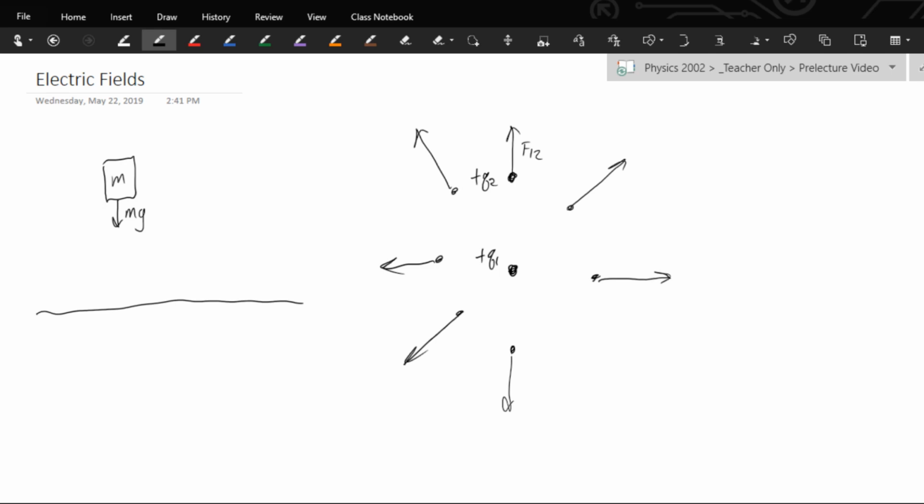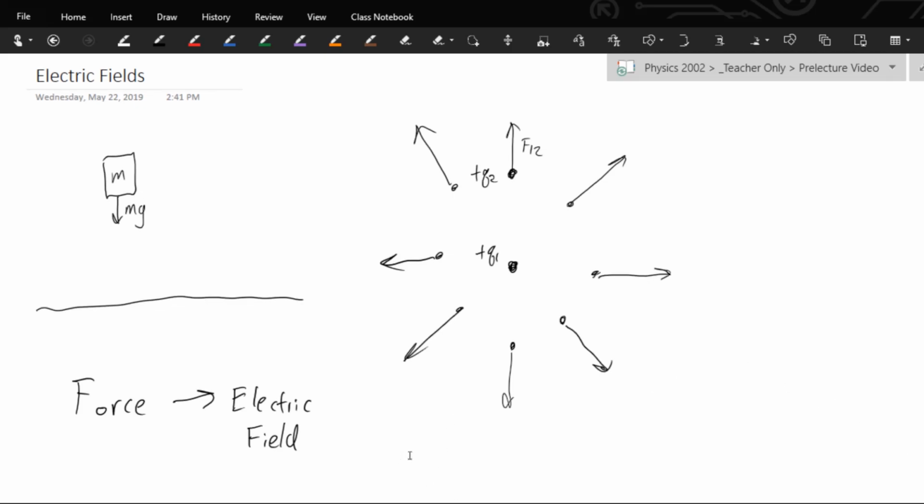And now what we can do is we can say that really we don't need this charge Q2 to talk about what might happen if we had a Q2 there. And that's the extension that we're having when we're talking about how we're going from force to electric field. Same way we talked about going from the force and gravity to talking about a gravitational field.